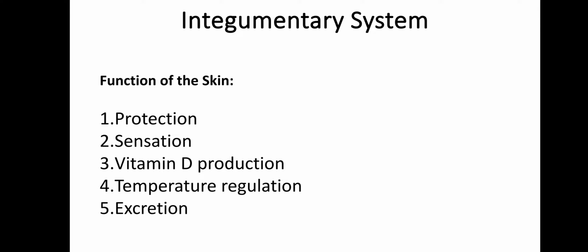Next is for vitamin D production. So when exposed to ultraviolet light, the skin produces a molecule that can be transformed into vitamin D, an important regulator of calcium homeostasis. So in case na nagkakaroon ng mababang calcium sa ating blood, nare-release itong vitamin D to cope up with this loss of calcium in our blood. Okay, so next is for the temperature regulation.